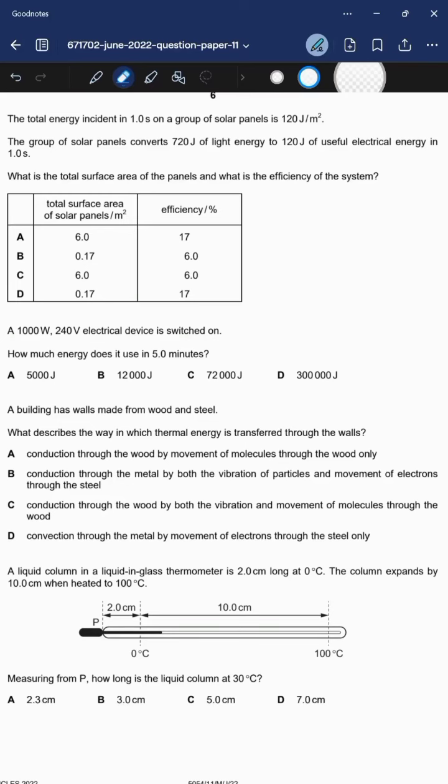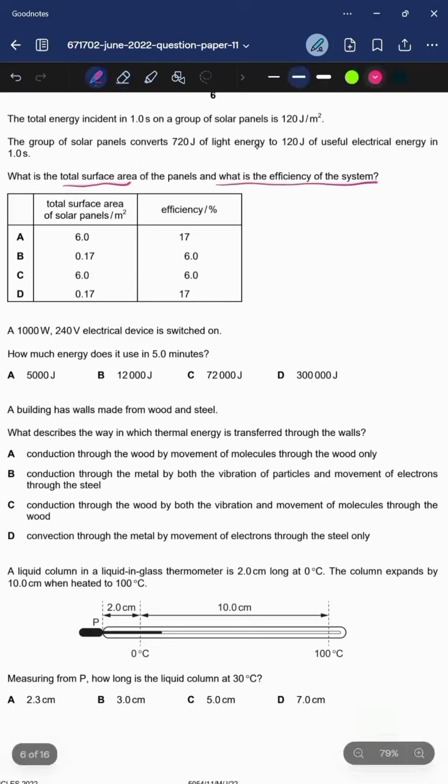In this question, we need to figure out the total surface area and the efficiency of the solar system. The light energy that the solar panels are getting is 120 joules per meter square. They're converting a total of 720 joules of light energy to electrical energy, with a ratio of 720 to 120 joules.